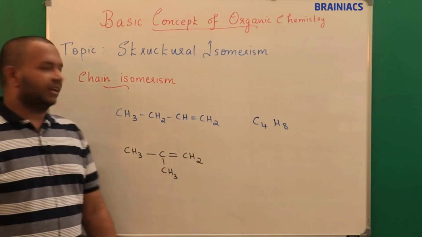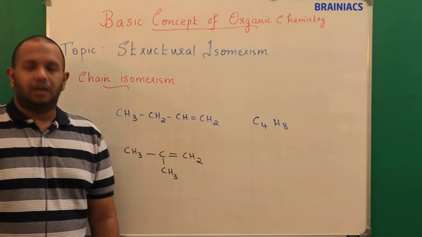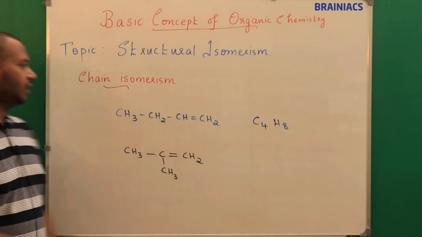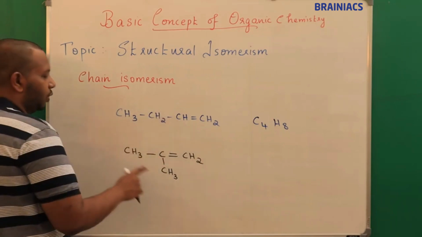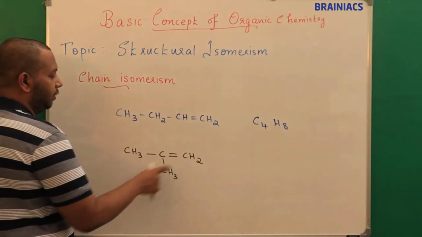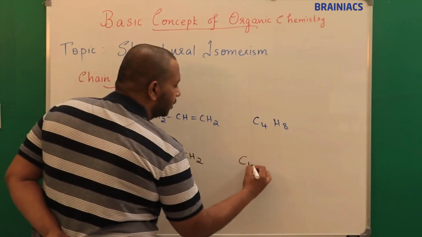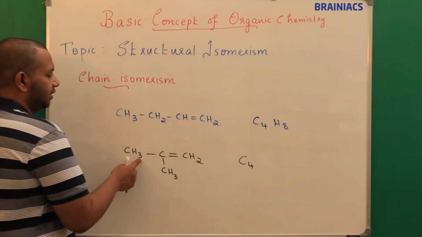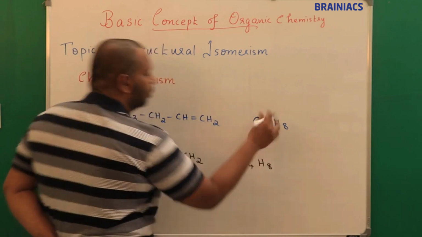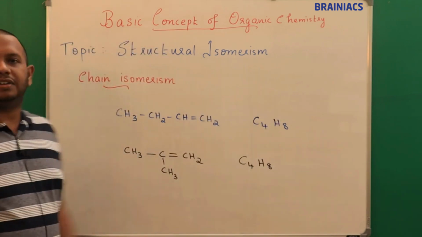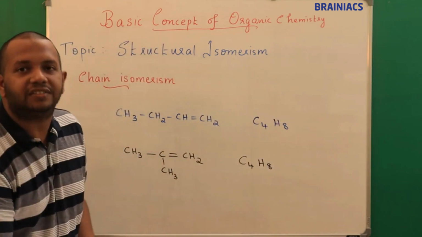Now let's say this is the next compound that is given to you. Now can you tell me what is the relation between these two? We will again see. First of all, we will compare the molecular formula. 1, 2, 3, 4. Here also 4 carbon atoms. And hydrogen 3 plus 3 is 6, 6 plus 2 is 8, so again H8. So both are having the same molecular formula, hence the same molecular weight.